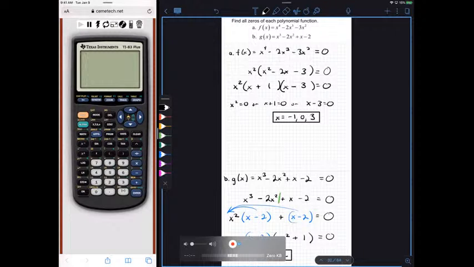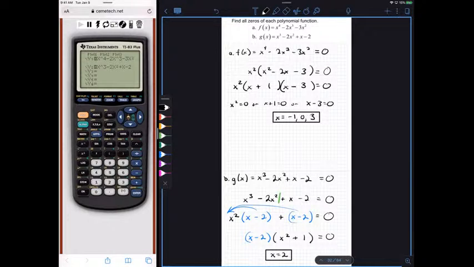So I'm going to go to my y equals, and I'm going to type f in. F was x to the power of 4 minus 2x to the power of 3 minus 3x squared. And then the next one was x to the power of 3 minus 2x squared plus x minus 2. So now I've typed both of them in, and I'm going to quit.